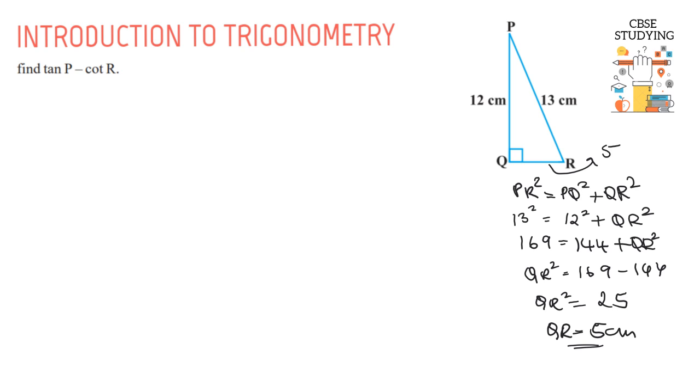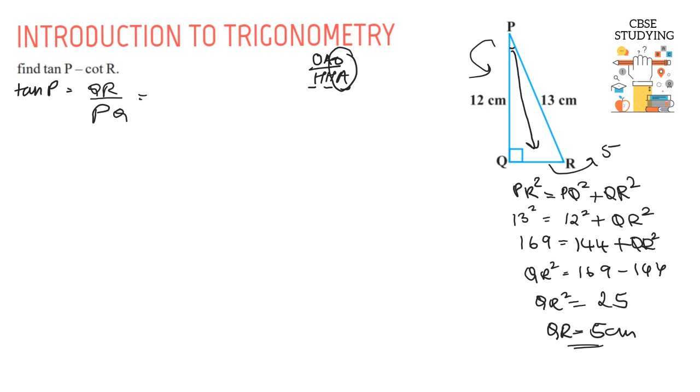Now, what is the value of tan P? What was the formula? OAO by HHA. This was for sine, this was for cos, and this was for tan. So opposite by adjacent. Look at your angle P. Which side is opposite to angle P? QR. Which side is adjacent to angle P? PQ. What is the measurement of QR? 5. What is the measurement of PQ? 12. Right? So that is tan P.